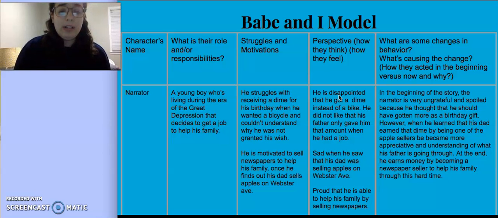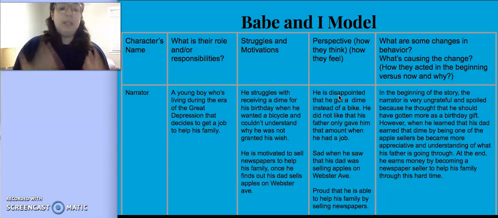So our narrator is a young boy living during the era of the Great Depression that decides to get a job to help his family. So his role is a young boy living in the Great Depression, and his responsibility is to get a job and help his family. Struggles and motivations.